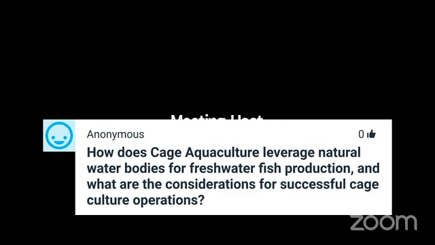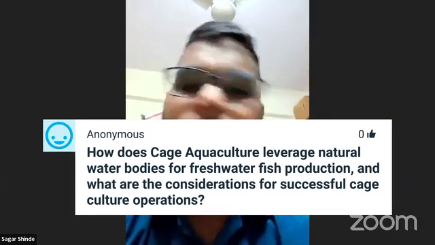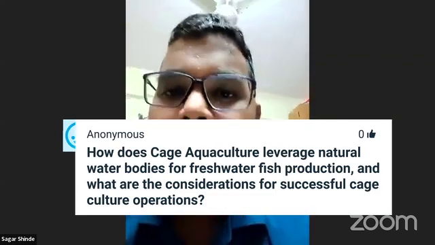Okay. How does cage aquaculture leverage natural water bodies for freshwater production? And what are the considerations for successful cage culture operations? Okay. So yeah, cage culture is being taken up in India very vastly. In cage culture, basically what we aim is to stock our fish in very high number. For pangasius, we stock fry at the rate of around 500 per cubic meter, and we aim to get the production of around 4 ton from a single cage.